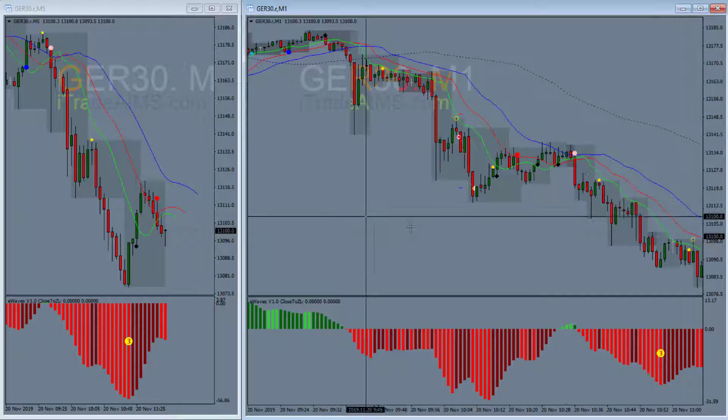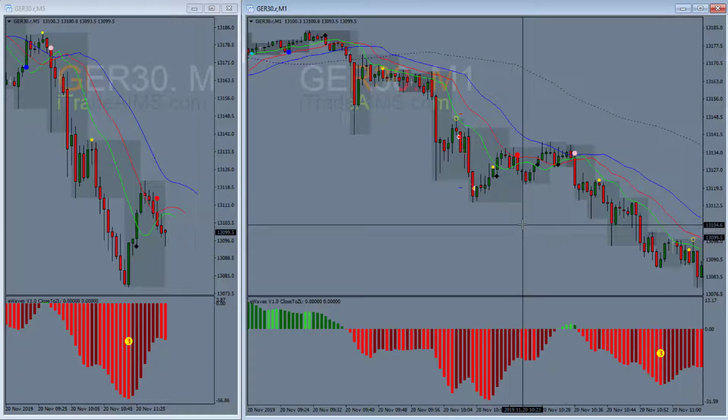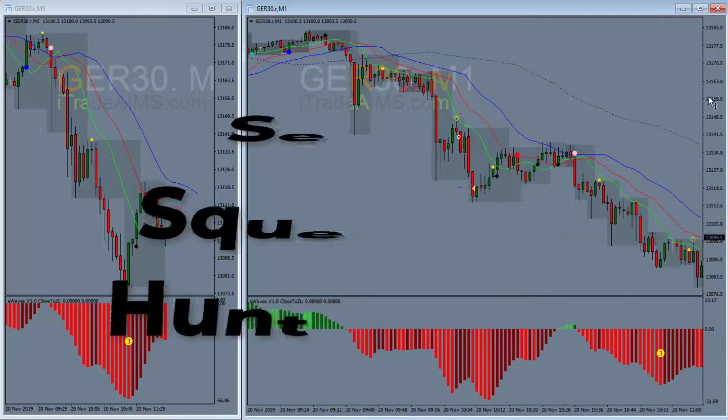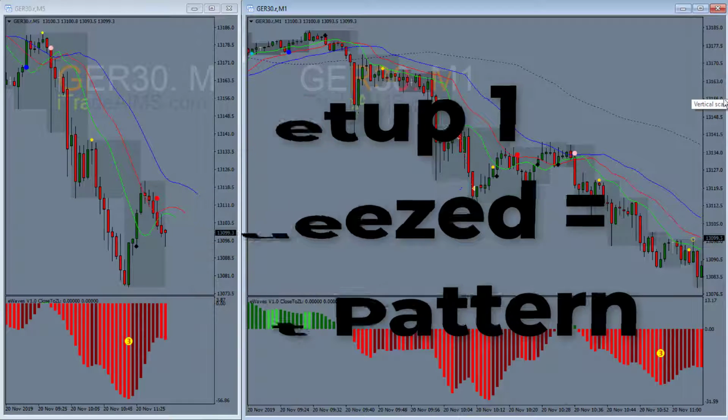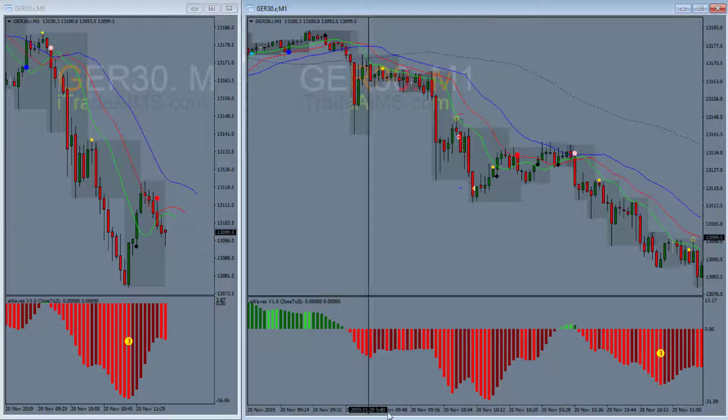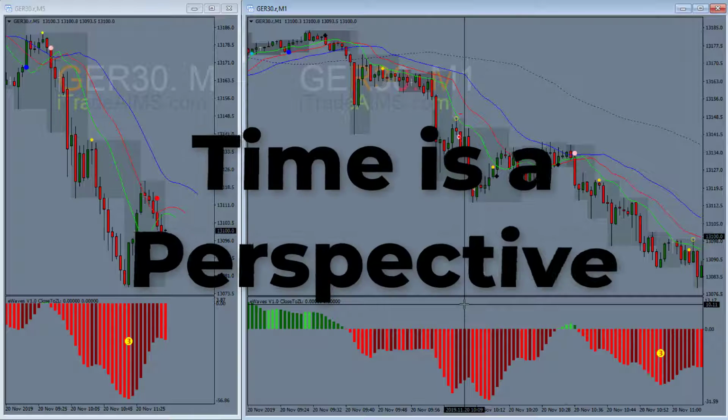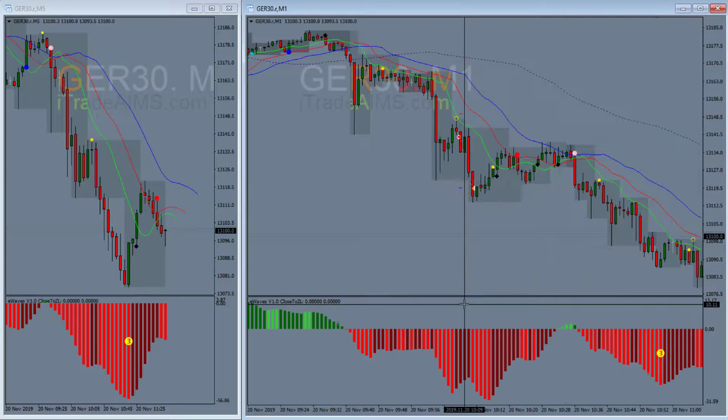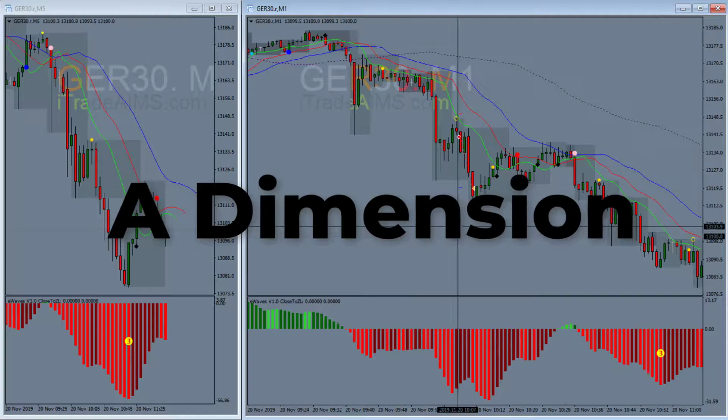So setup 1 is one of those patterns. Now what I've found is that if you manipulate the vertical axis or the horizontal axis of the data, you can recreate the same fractal. So you can look at the same fractal from different dimensions. And that is the Hunt strategy.